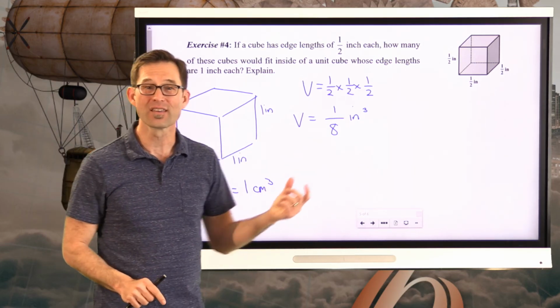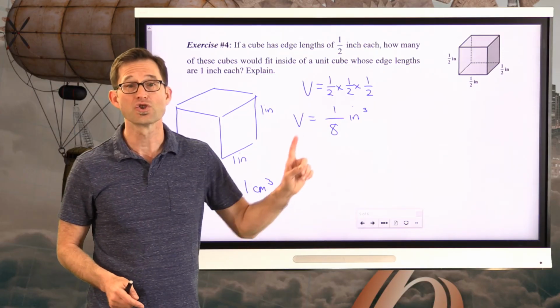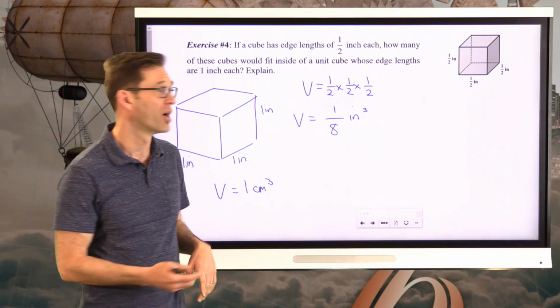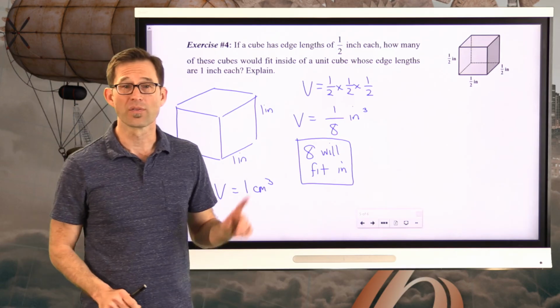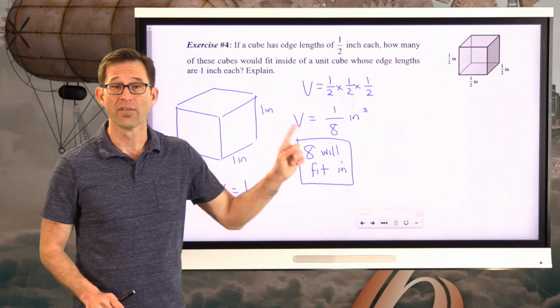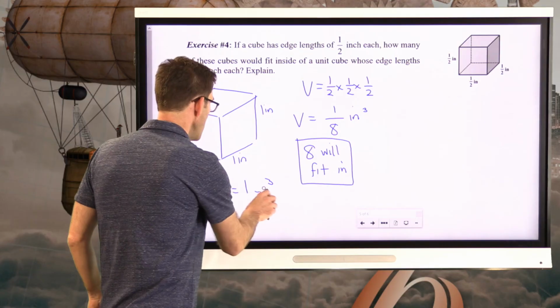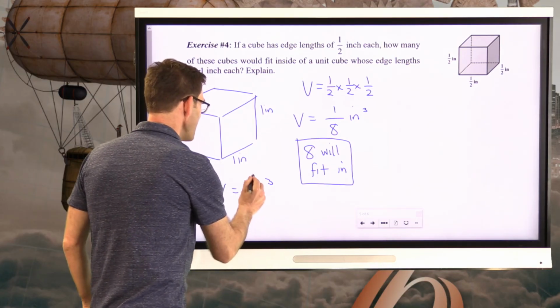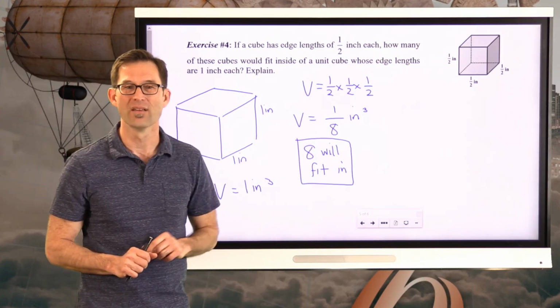So how many of these can fit into this? Well, again, as long as you understand the whole idea of fractions, there should be 8 of these that fit in here, right? So 8 will fit in. That's just the whole point, right? I mean, if I took this thing and I cut it up into 8 equal portions, each one of them would have a volume of 1/8 cubic inch, given that this thing has a volume of 1 cubic inch, this has a volume of 1/8 cubic inch, that means 8 of them will fit in.